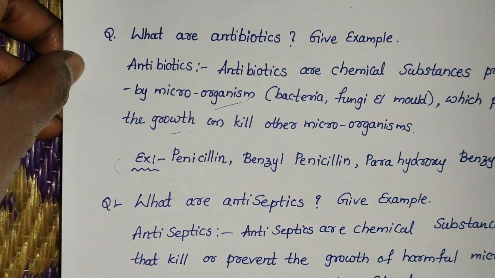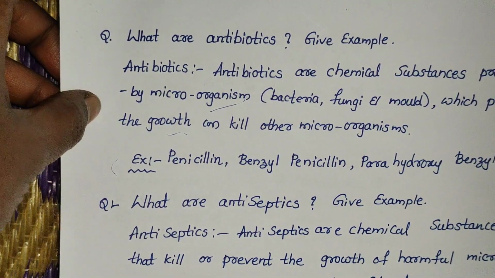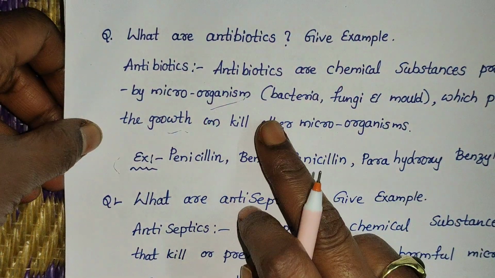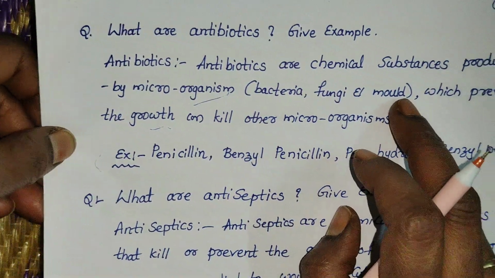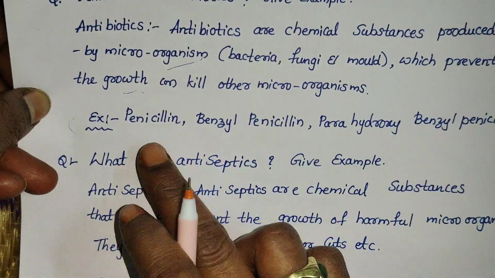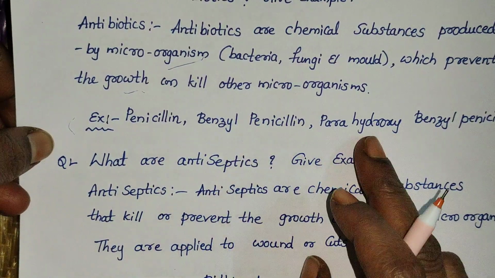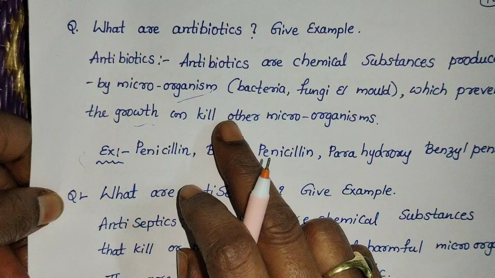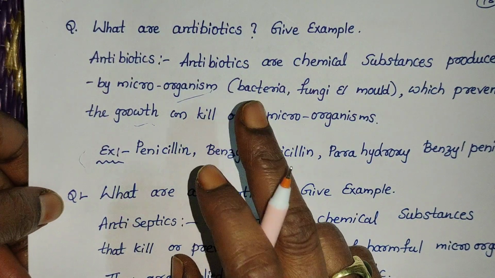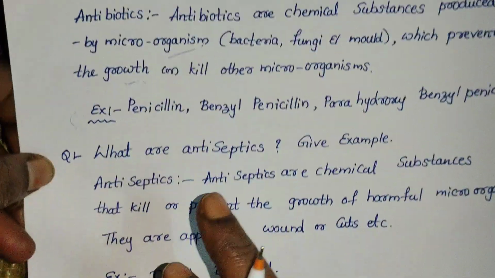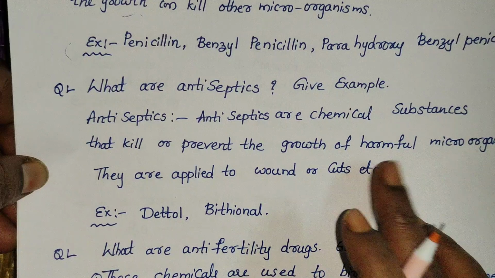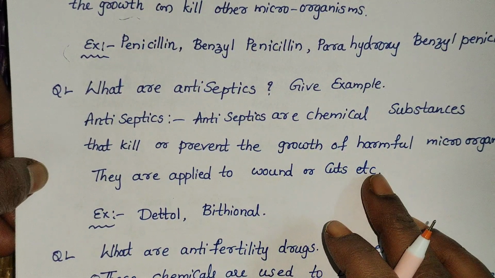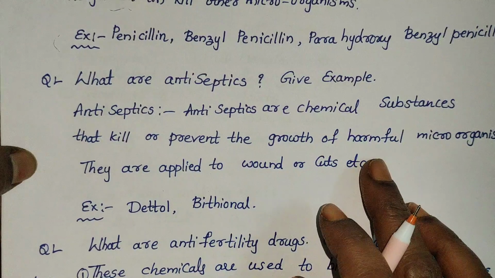Next, one more important bit: what are antibiotics? Give an example. In the previous class I already explained, they prevent and kill microorganisms. Examples: penicillin, benzyl penicillin, para-hydroxybenzyl penicillin. What are antiseptics? Antibiotics may be taken as tablets and injections, so they are taken internally, but antiseptics are applied on wounds outside, on the skin only, for external use only. They also prevent and kill microorganisms.